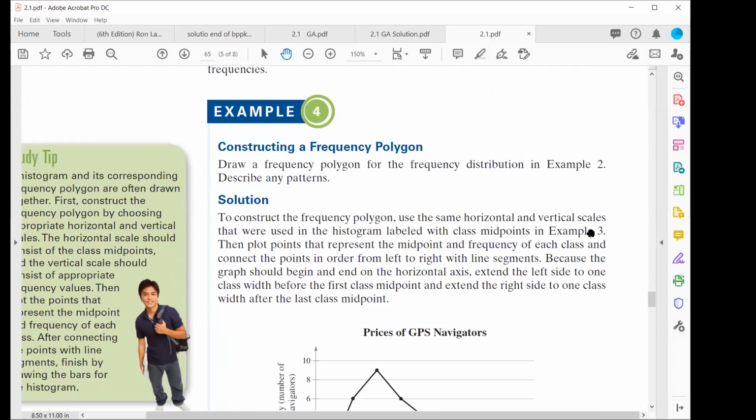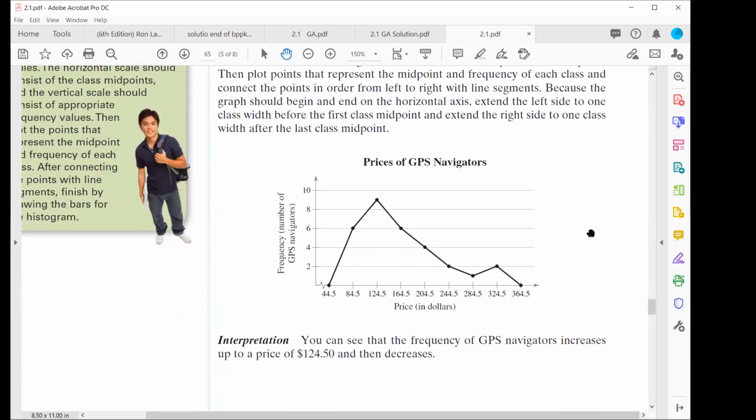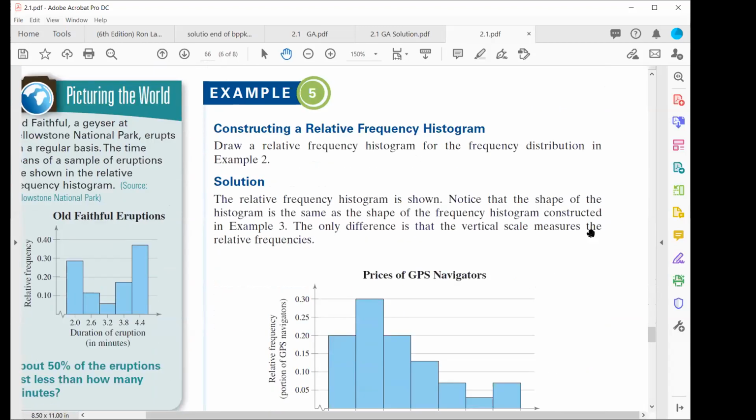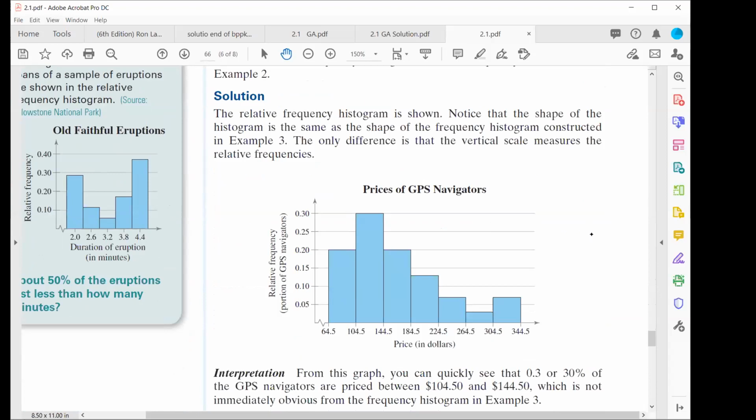Very well. To form your frequency polygon, you used your midpoint. Now to form a relative frequency histogram, you use these decimal numbers or percentages that you found for relative frequency. For example, for the first class, the relative frequency was 20%. So you stop at 0.20 or 20%. The second class has a relative frequency of 30%, 0.30. So the second bar stops at 30%. And you continue.